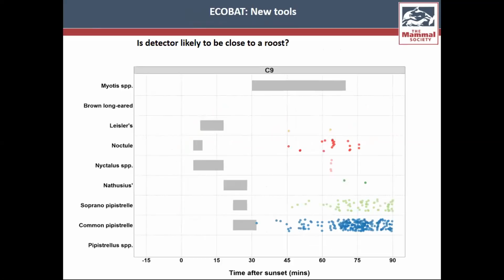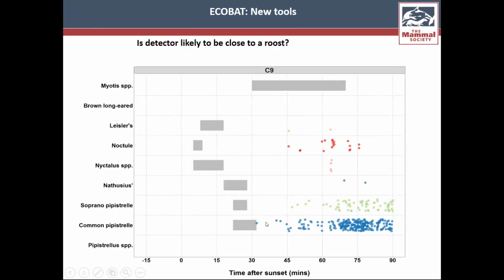And then finally, you can also look at trying to interpret your data to see whether it's likely that where you've put it is close to a roost. So what we've done is taken the emergence times from John Russ's book for each species, and then plotted the bat activity relative to these times. This is time after sunset along the bottom.